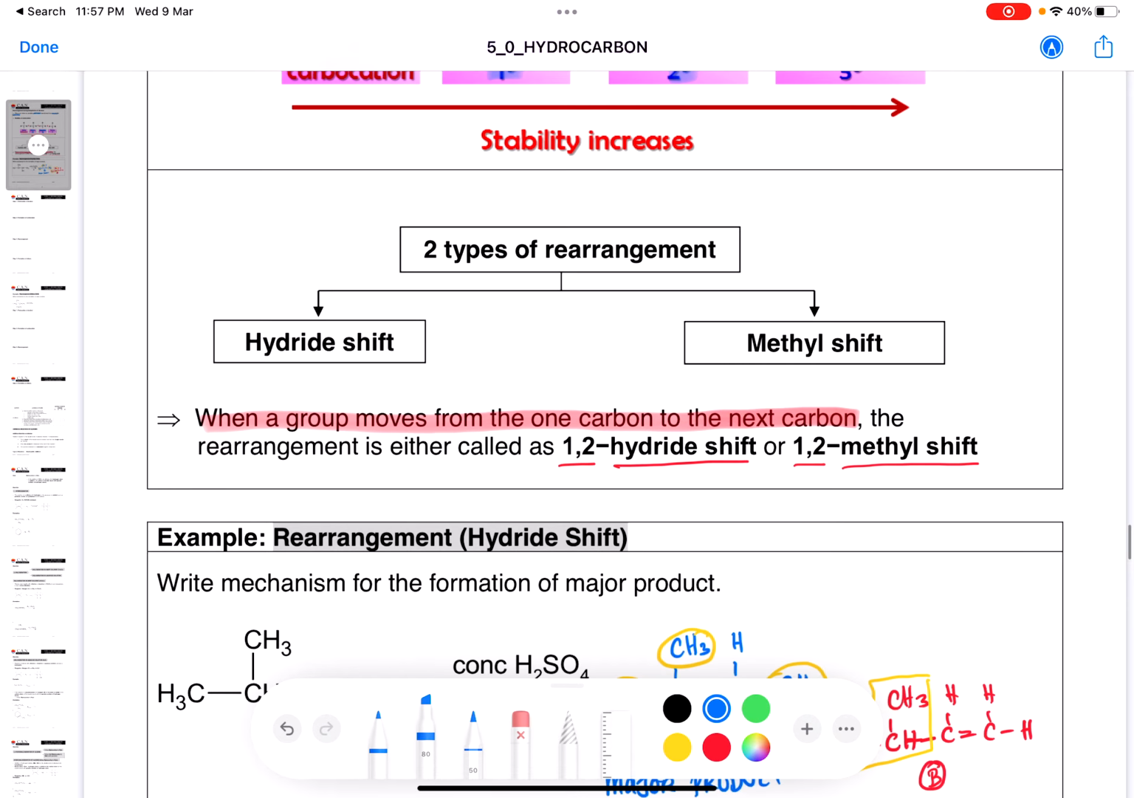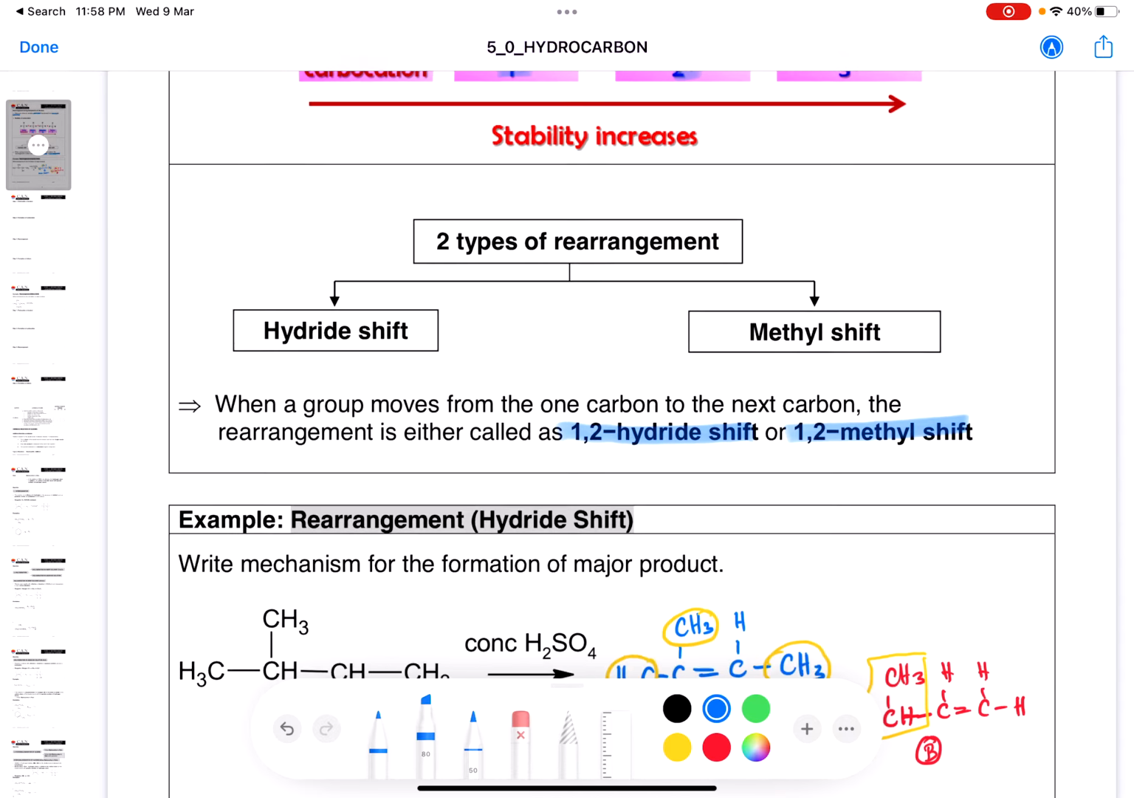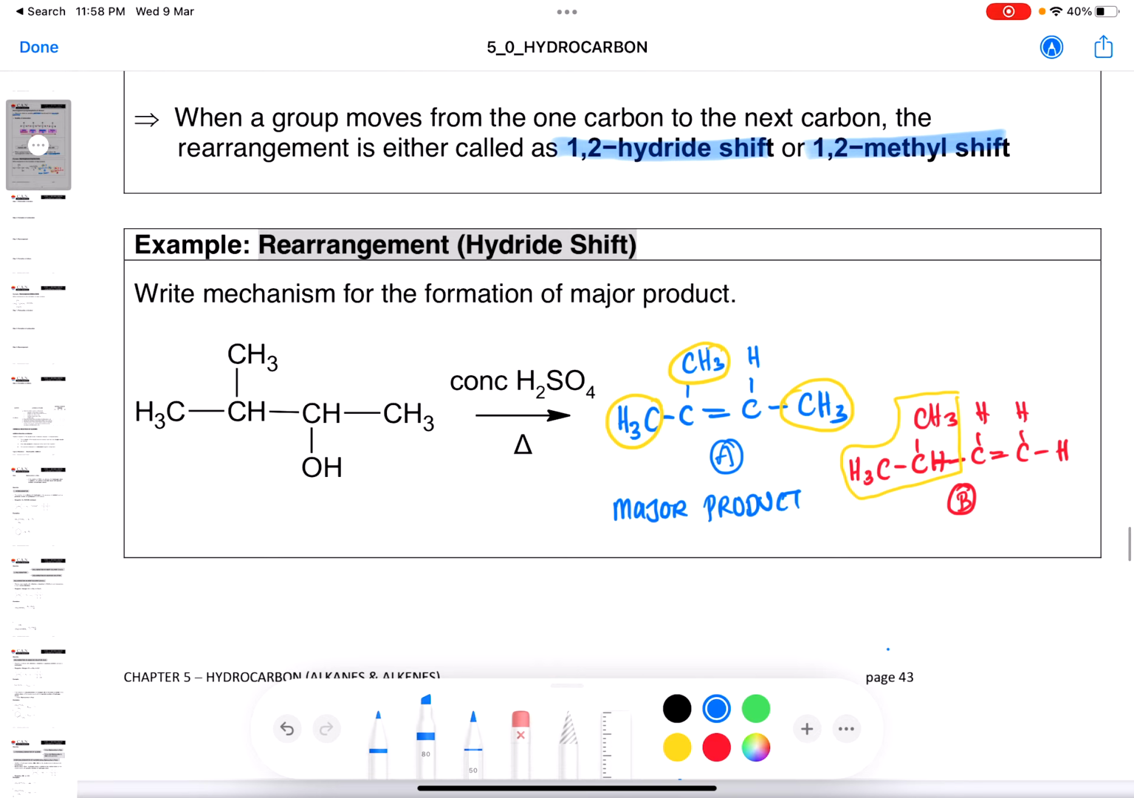Now for this to happen, there are two types of rearrangement. The first one is what we call hydride shift, and the second one is methyl shift. We call them 1,2 hydride shift and 1,2 methyl shift. I'm going to explain why it is 1,2, why it is hydride and why it is methyl. So I will directly go to the first example. You can refer to this at page 43.